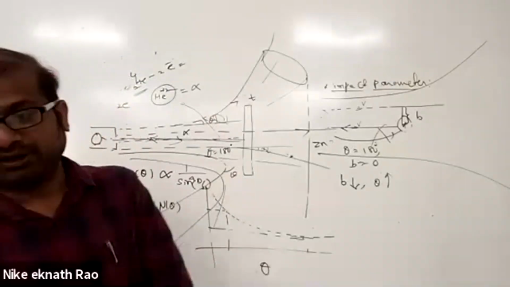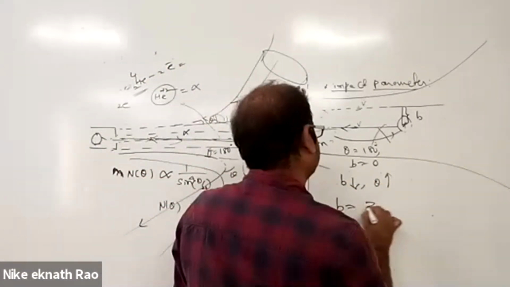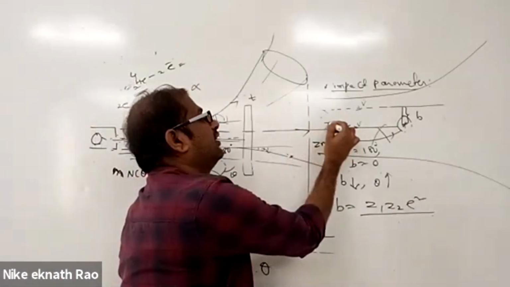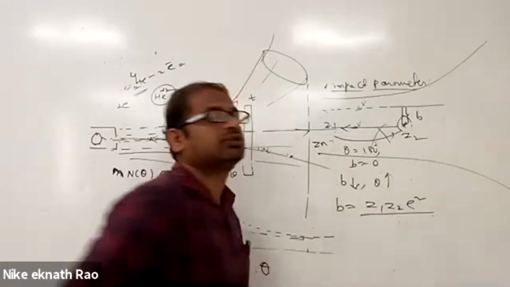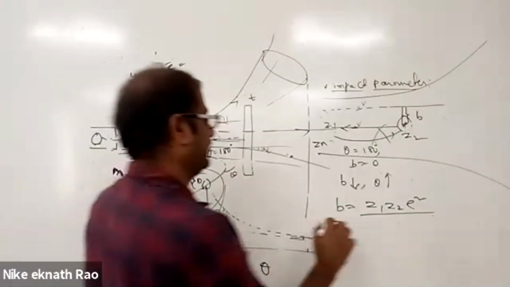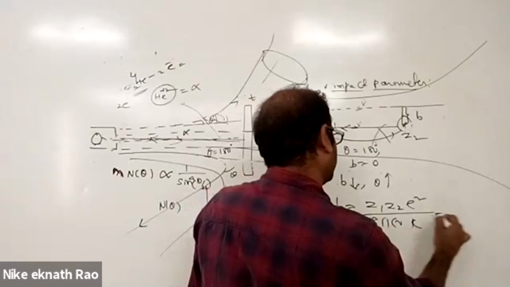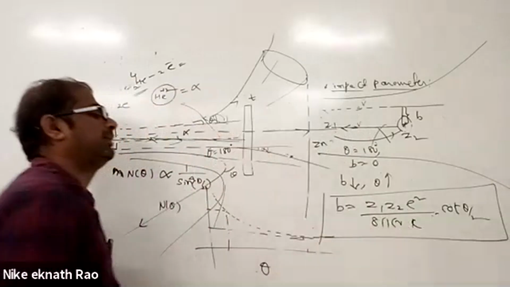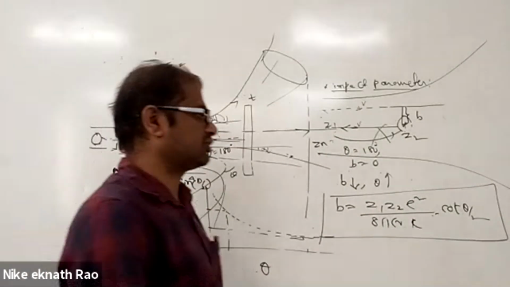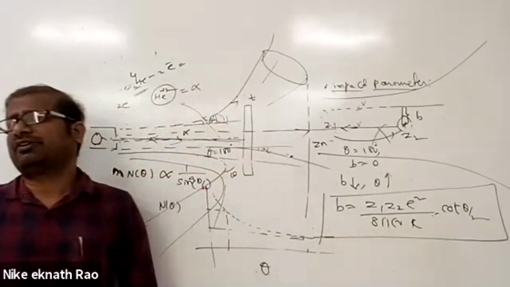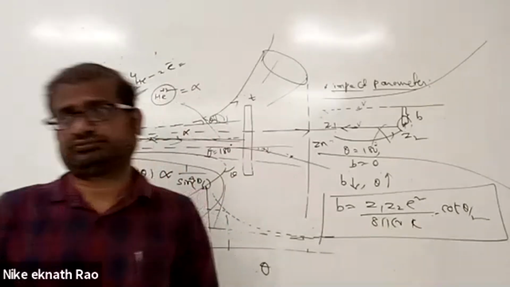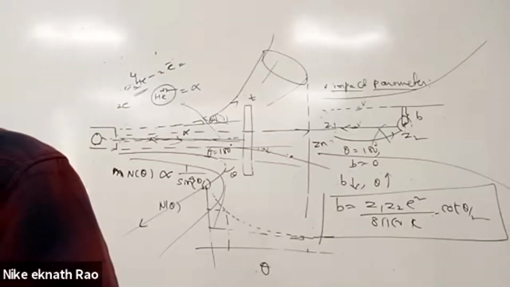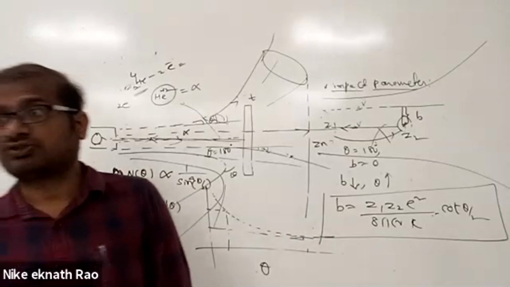And the impact parameter is b = Z1 Z2 e square by 4 pi epsilon naught K, into cot theta by 2. Here Z1 is the atomic number of this alpha particle, and Z2 is the atomic number of the nucleus of this particular atom. So the perpendicular distance is more for what? If the angle theta is large, cot theta will be small. What happens when theta increases? Tan 90 is infinity, isn't it? So the cot value tends to 0.